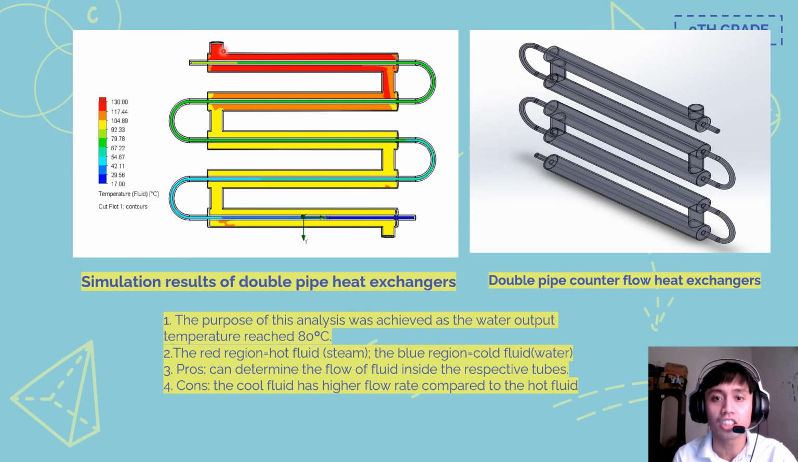The red region indicates the hot temperature fluid, which is steam. Then the blue region shows that the temperature is at ambient temperature. From this design, the advantage that we observe is that we can determine the flow of fluid inside the respective tube. However, the weakness of this design is that the cool fluid has a higher flow rate compared to the hot fluid.